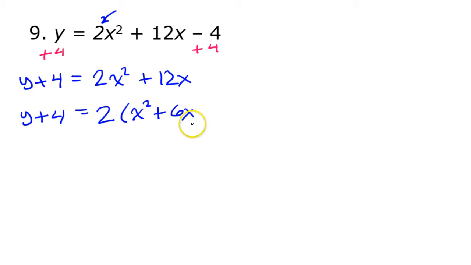Now I'm not going to close the parentheses right behind that 6. I'm going to leave some space because this is where we complete the square. We put a special number right here.